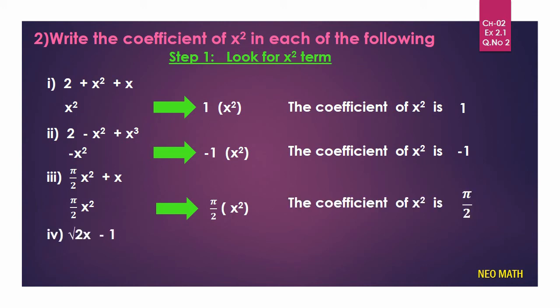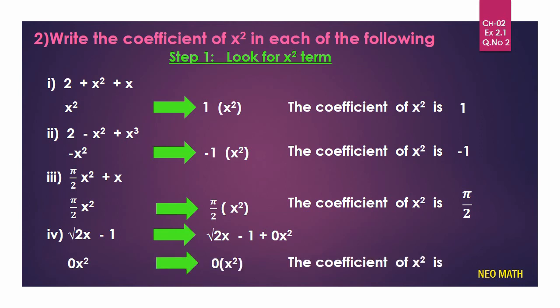Fourth part, root 2 x minus 1. Here there is no x square term. So this can be written as root 2 x minus 1 plus 0 x square. So the x square term is 0 x square. So this can be written as 0 into x square. So the coefficient of x square is 0.